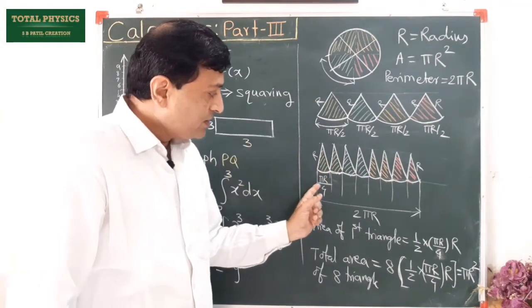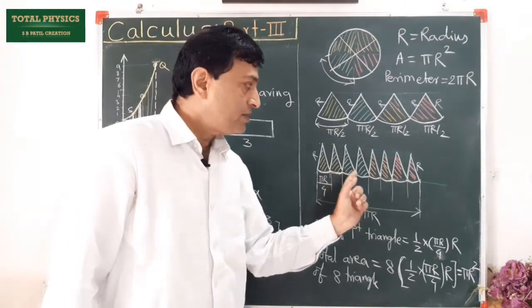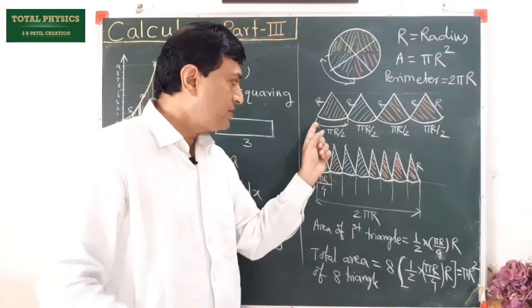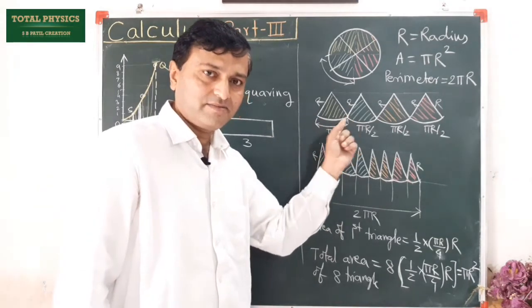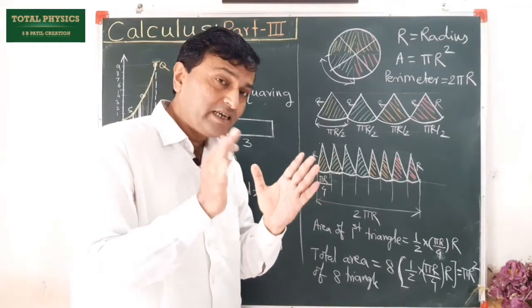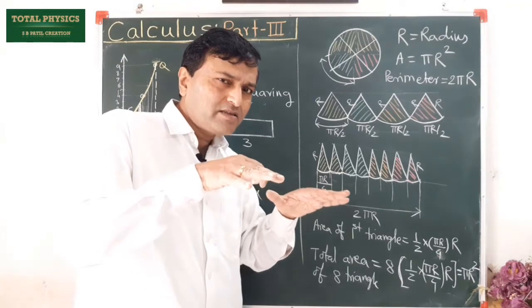Now this total length is 2 pi r because this is the circumference. But this arc and this arc have a slight difference. This is more arc, and this is somewhat less arc, you can say. If you increase the number of triangles, then this arc will look like a straight line.